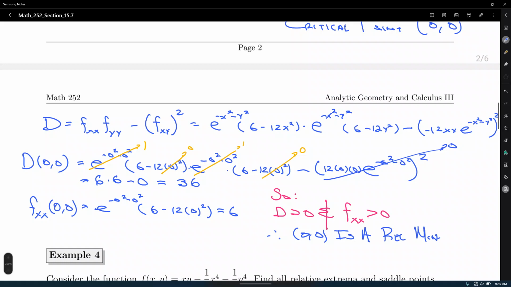All right? However, these results must be expressed as ordered triples because we want to know what the maximum or the minimum value is, which is the dependent variable. And we get that by evaluating the original function at the critical point. That is f at (0, 0), which is negative 3 times e to the negative 0 squared minus 0 squared, that equals negative 3. Relative min at the point (0, 0, negative 3). Right?